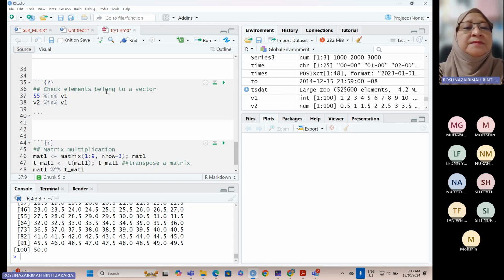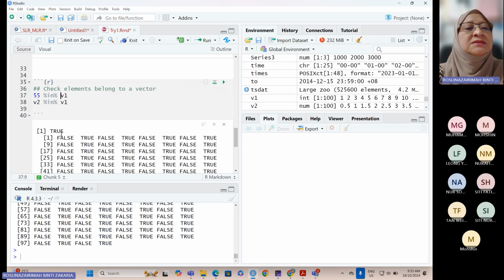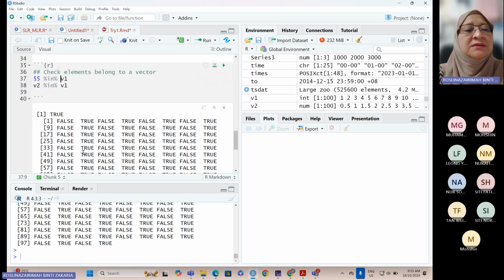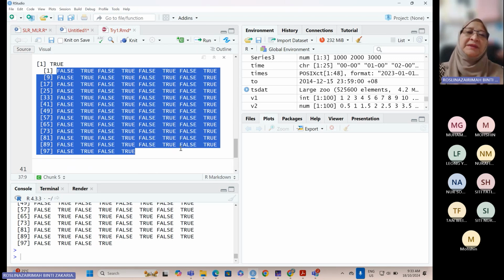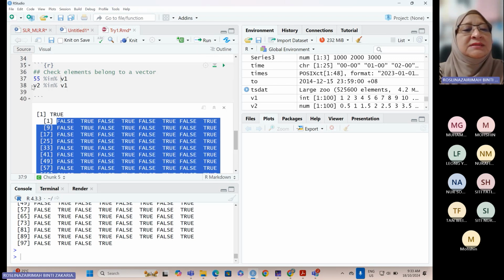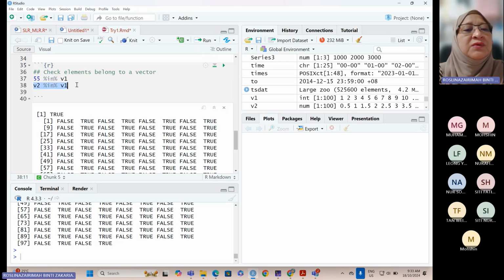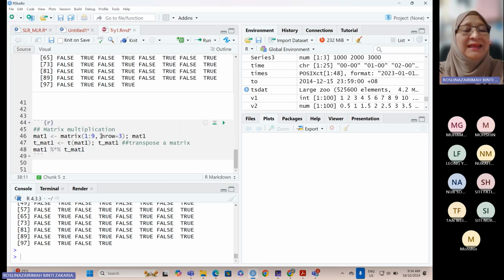So this is our V1. We want to check whether 55 is in V1. The answer will be true. And V2, is it in V1? So this is the answer. You want to check whether that particular number is in the vector or not. The second output is for the numbers of V2 in V1.